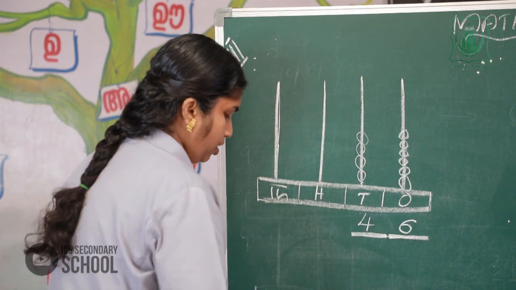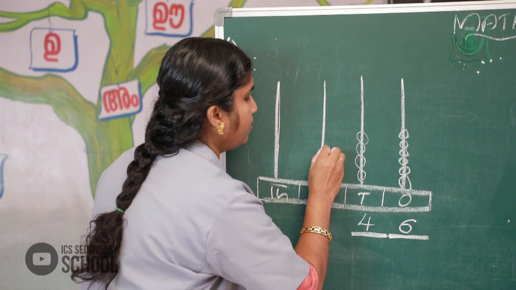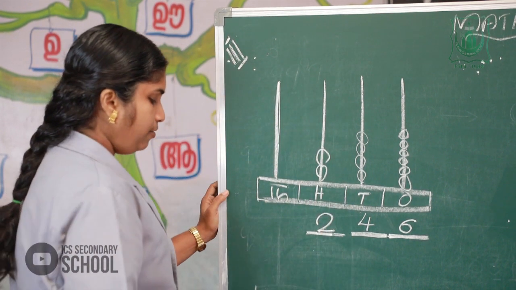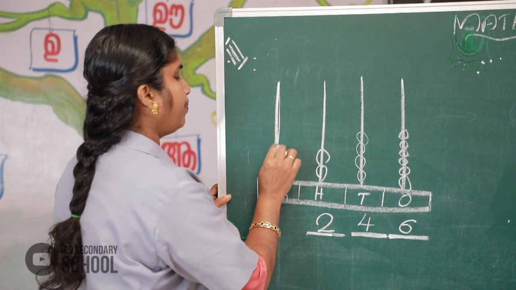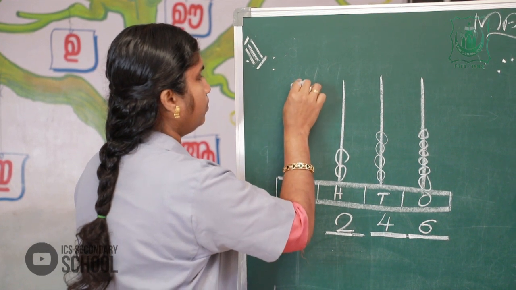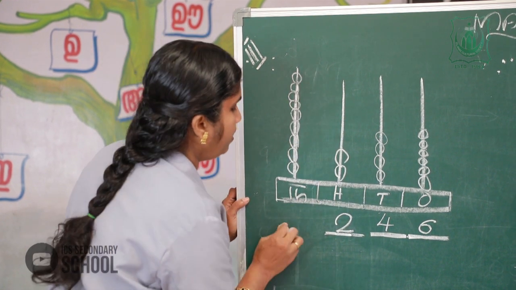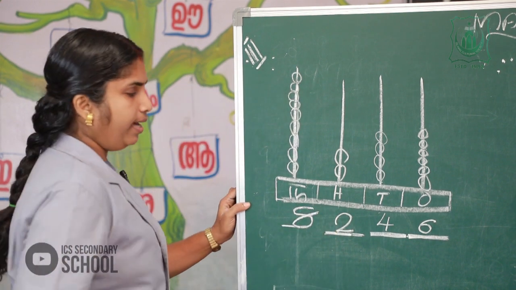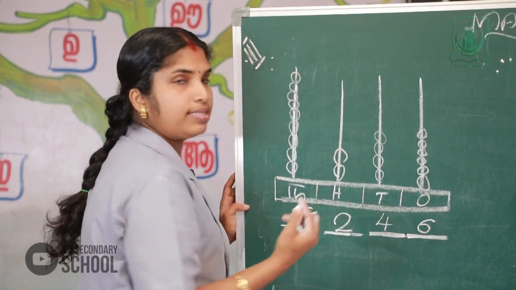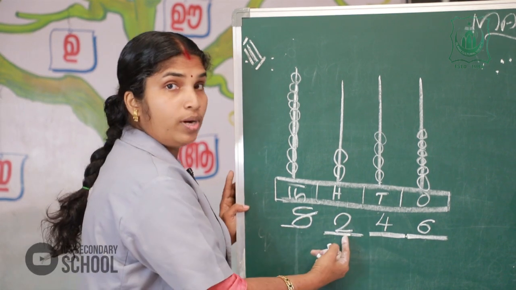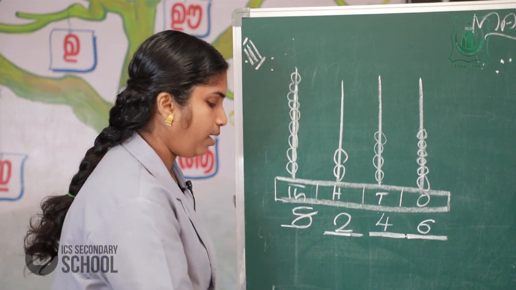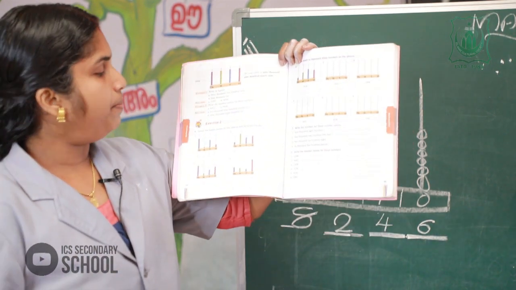Next one, 100 place, 2 beads. Please write here 2. Next one, 8 beads. Okay, we get the number 8,246. Okay, next one. Number 3, exercise number 3.